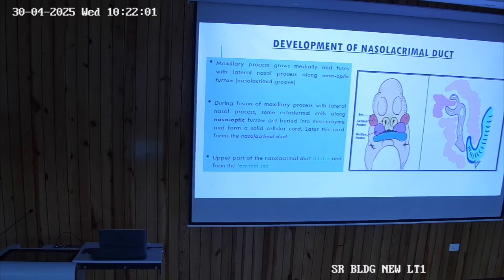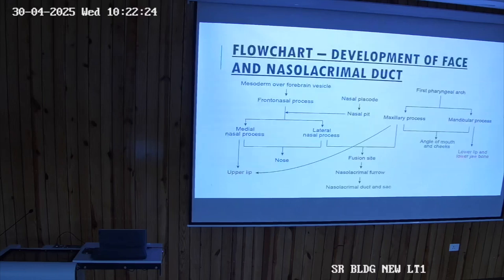So let us discuss the pathway. The upper part is dilated here near the medial angle of the eye. This forms the lacrimal sac, and then this nasolacrimal duct goes downwards and opens in the nasal cavity in the inferior meatus of the nasal cavity. Okay? So this is basically formed by the fusion of the maxillary process with the lateral nasal process.